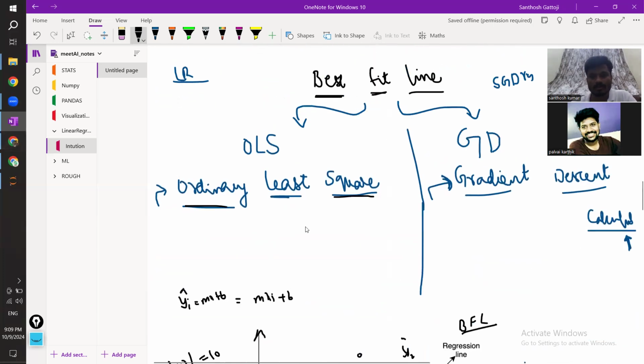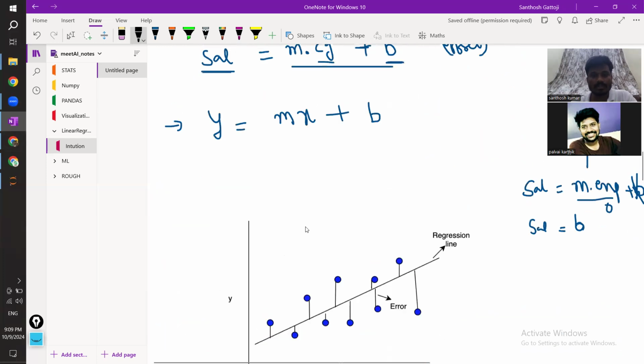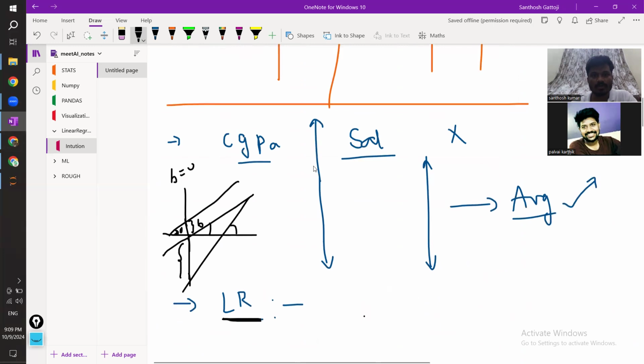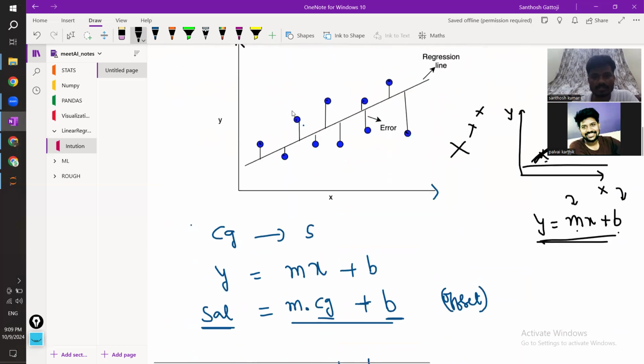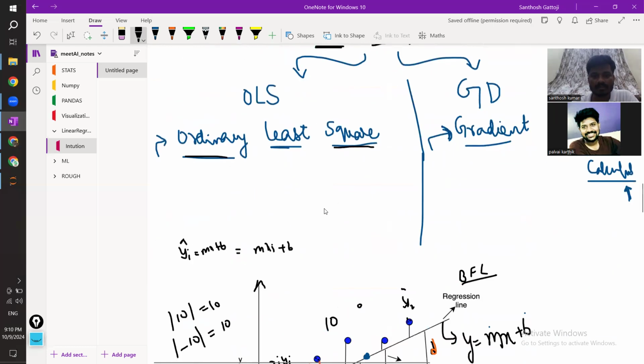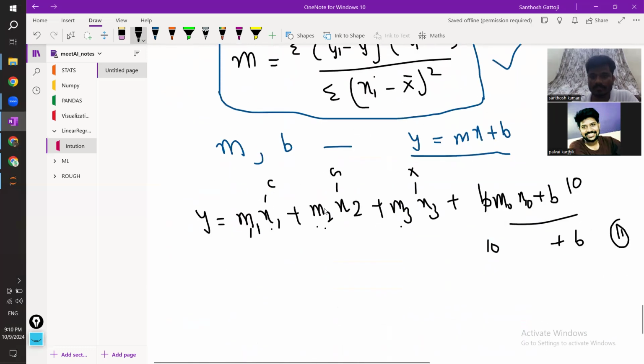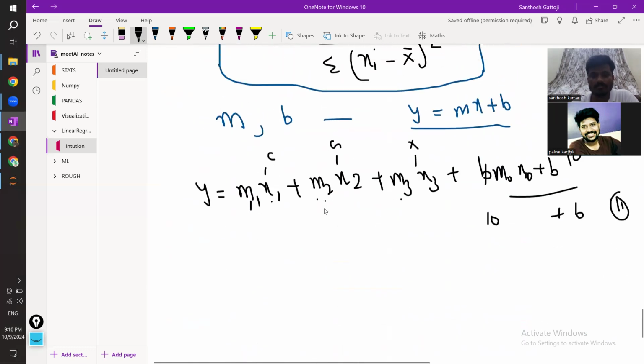So I hope you understood the OLS part. And just to give you a summarization: we just got some data points and we started with some random line. From there, we framed the equations, and finally using ordinary least square we got m and b. Now this m and b will give you the minimum values of the error.